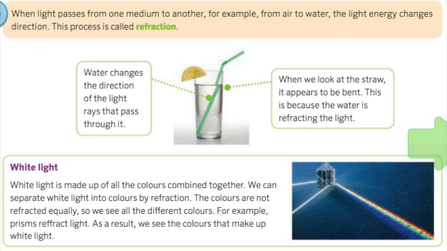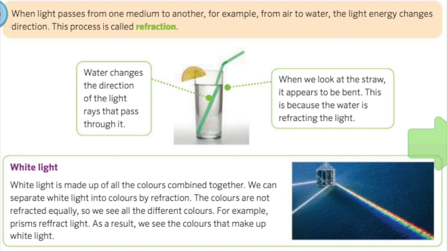Now we can talk about refraction. When light passes from one medium to another, for example, from air to water, the light energy changes direction. This process is called refraction. Let's look at the picture of the water glass. Water changes the direction of the light rays that pass through it. When we look at the straw, it appears to be bent. This is because the water is refracting the light.